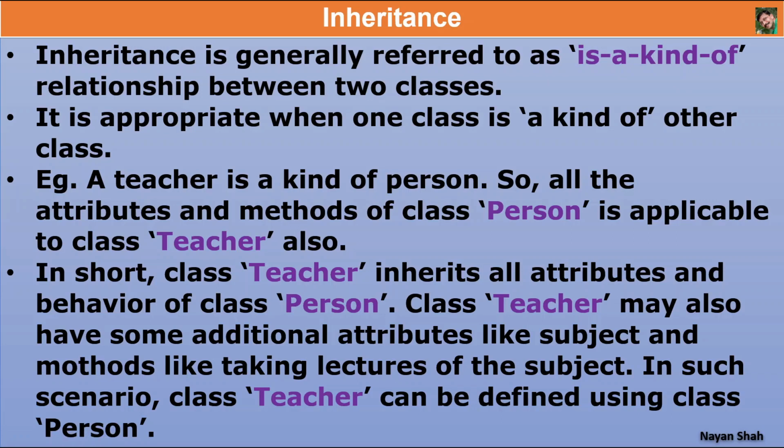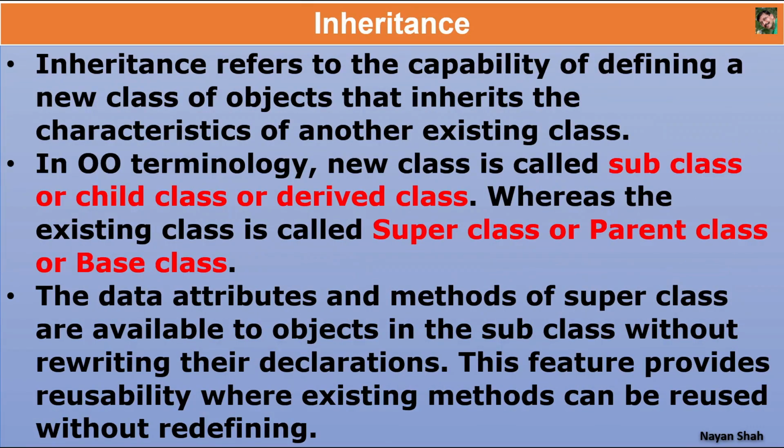So what object oriented programming says is that you don't need to create doctor class from scratch. You can take the person class into doctor class, inherit the person class into doctor class, and then add new features in the doctor class which is not in the normal person class. That is called inheritance. Inheritance refers to the capability of defining a new class of objects that inherits the characteristics of existing class. So you have existing class and you inherit everything of that existing class into new class and then add new features in that new class.